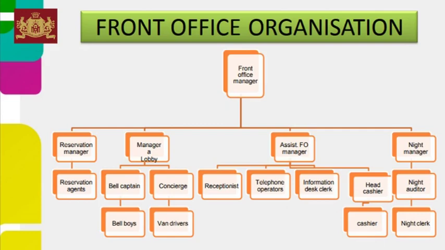The night manager is further in touch with the night auditor and the night clerk. So technically, we see the four main entities: reservation manager, manager at lobby, assistant front office manager, and night manager, continuously in touch with the front office manager, the person who is the key source of the flow of information in the company.